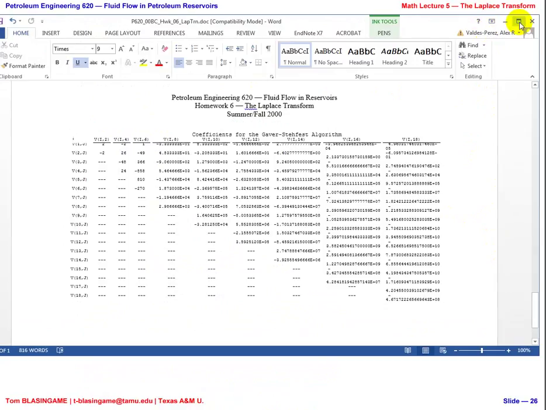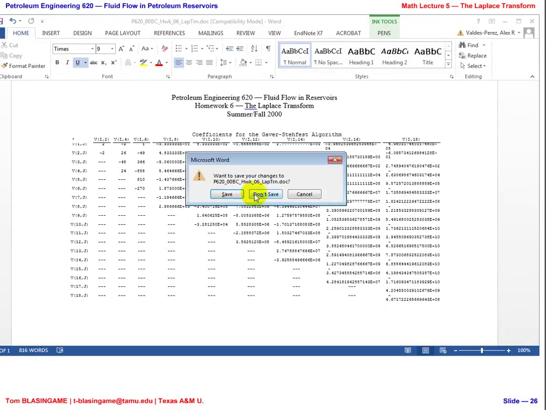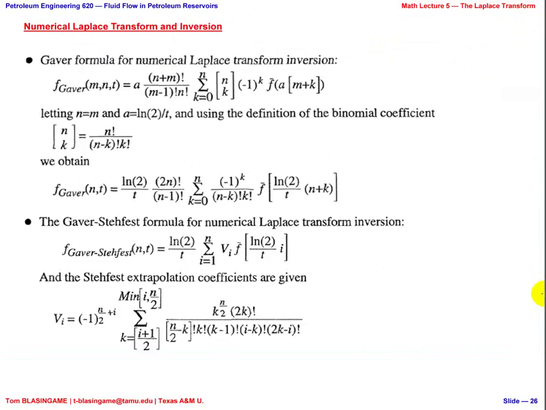Well, you have it there. Unfortunately, you may be required to compute these V's by yourself, but at least you have a framework to compare your results.